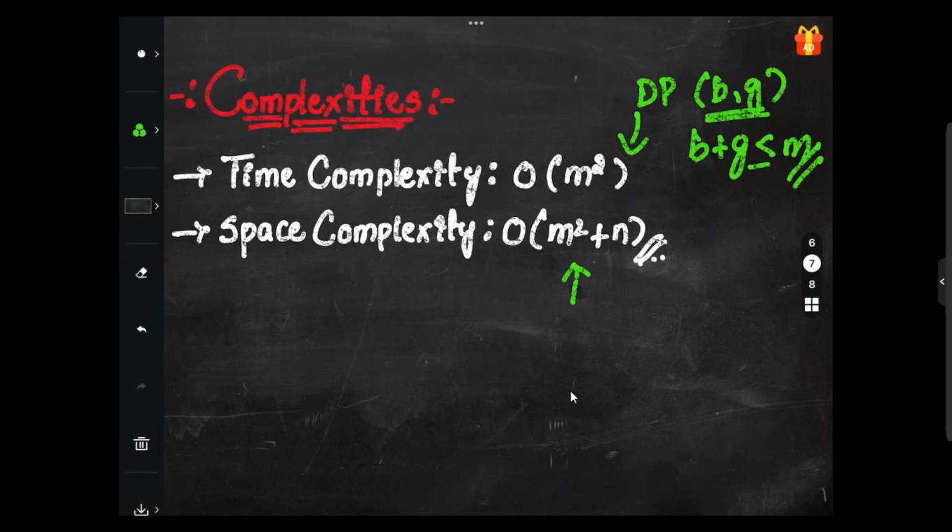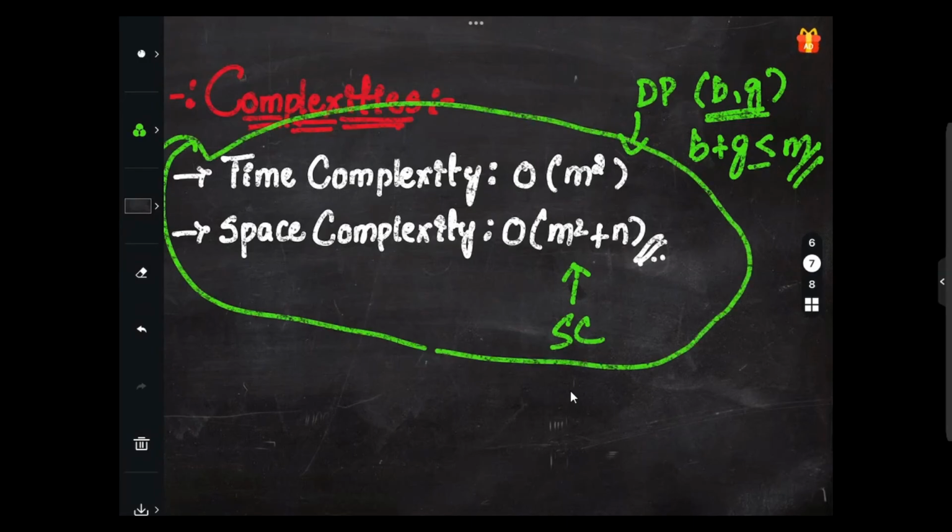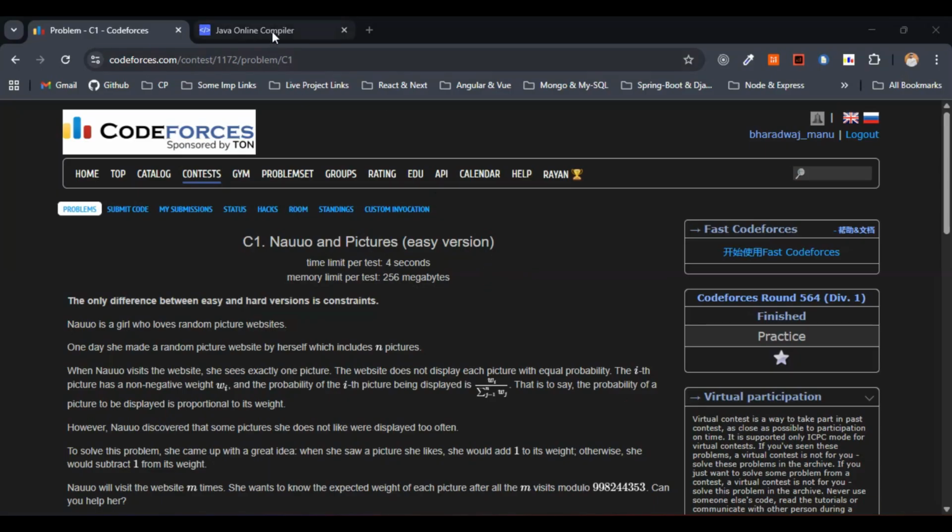So the time complexity and the space complexity for the code that we'll be writing in the future would be big O of m square n, right? So now as we are completely familiar with the approach and the complexities, we are good to write the code. Let's start writing the code here.